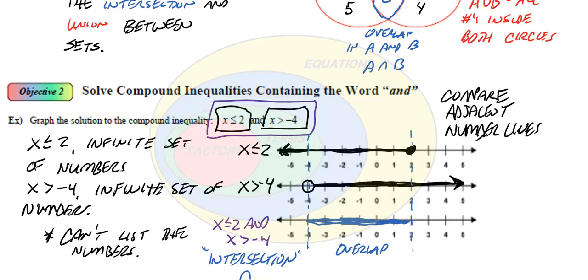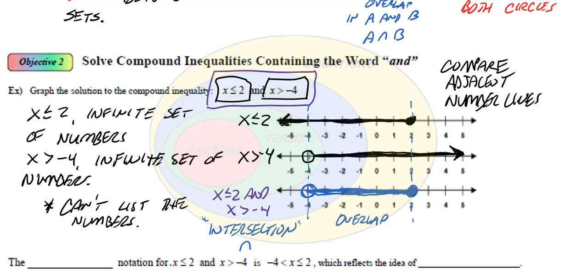If you look at 2, since I'm including 2 for x less than or equal to 2, and then it goes over the line where x is greater than -4, that means 2 is part of this overlap. The overlap, the intersection, this set does include 2, but it does not include -4. So there would be an open circle there because the solutions do not overlap at -4. And again, I can only see this if I line up my sets. If I line them up adjacent to each other, I can see where these number lines overlap each other.